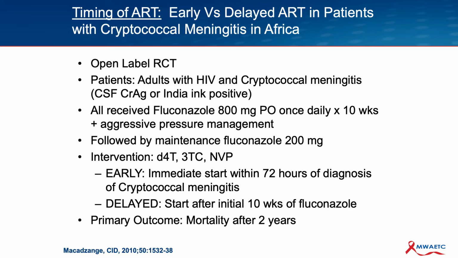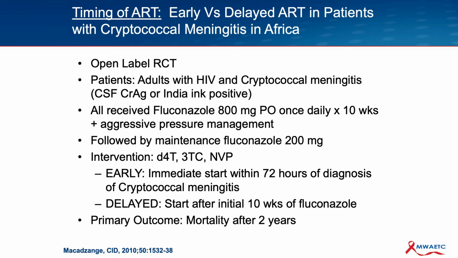It was an open label, randomized clinical trial, and patients were diagnosed with cryptococcal meningitis and HIV. They all received fluconazole at high doses for 10 weeks and aggressive pressure management. So one criticism of this trial is that they did not receive what we would give for cryptococcal meningitis, which is amphotericin and 5-FC. They got something a little bit less effective, at least for the induction phase of treatment.